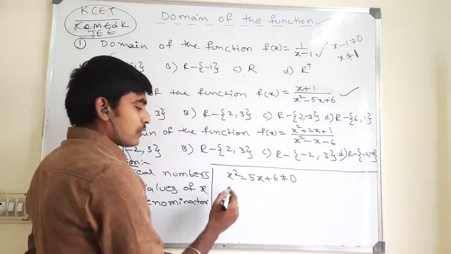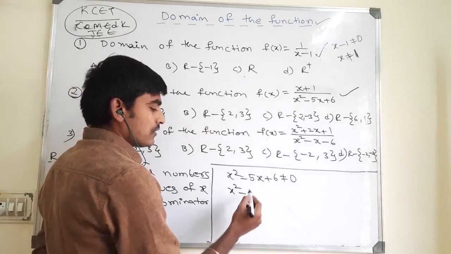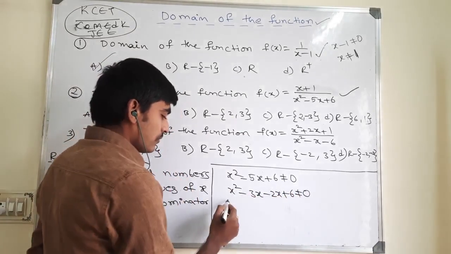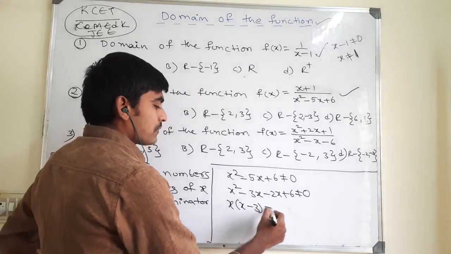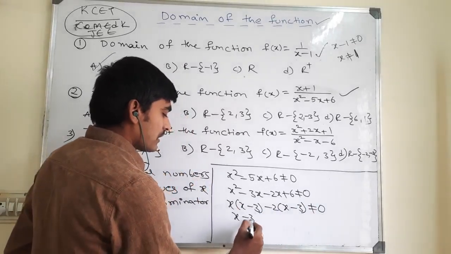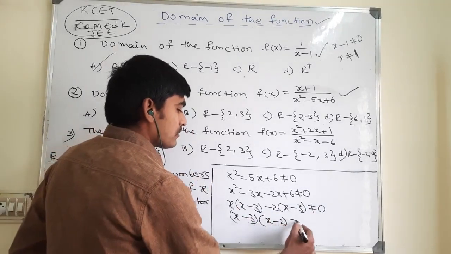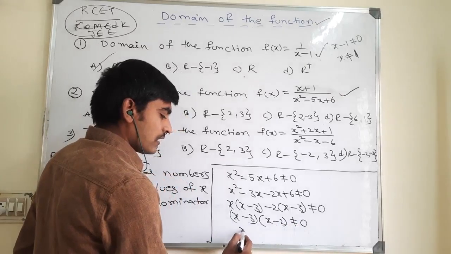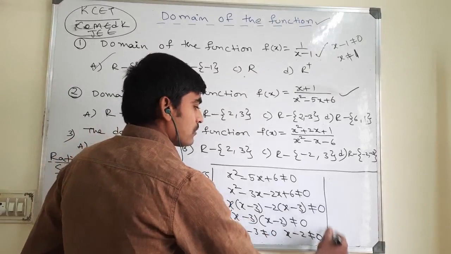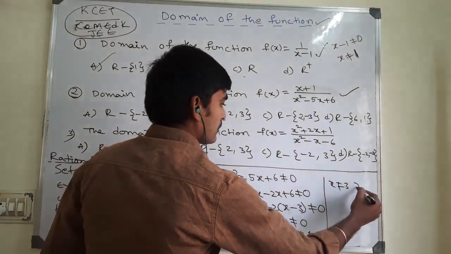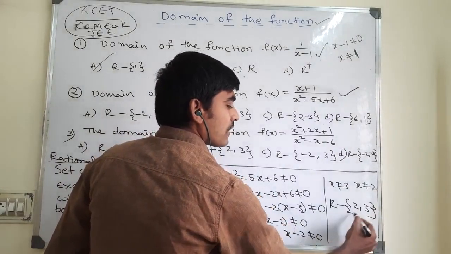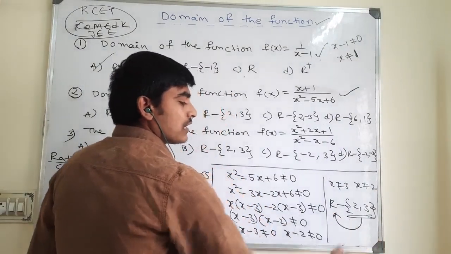Then the roots. I hope everyone knows how to find the roots. Minus 3x minus 2x plus 6 is not equal to 0. If I take x common outside, x minus 3, and minus 2 common, x minus 3 is non-zero. So x minus 3 times x minus 2 is also not equal to 0. Finally, x is not equal to 3 and x is not equal to 2. So except 2 and 3, all real numbers will satisfy.